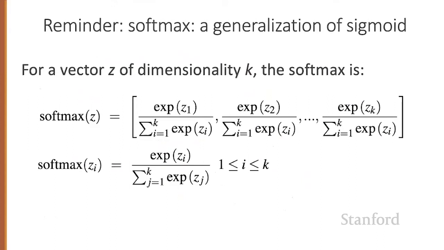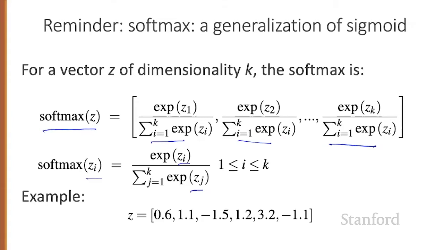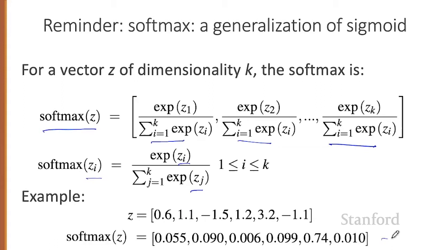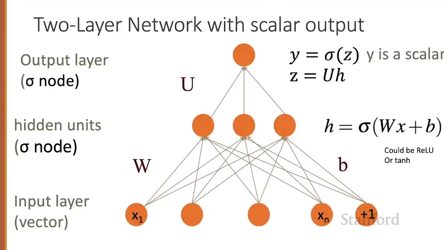Remember that the softmax is a generalization of the sigmoid. So the softmax of a vector z replaces each element with e to the z_i over a sum of e to the z_j. So for example, if we have an input vector z, that's just a set of scores, some positive, some negative values, running it through a softmax will produce a set of probabilities that will sum to 1. So softmax, very convenient output function.